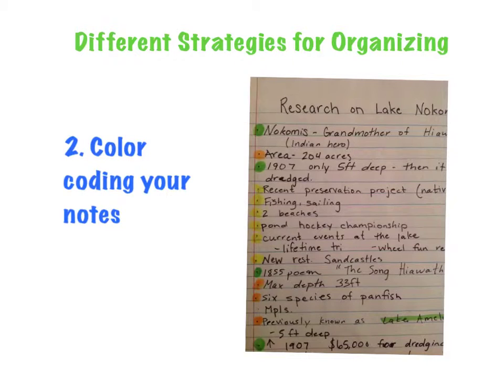Another strategy for organizing your notes is using color coding. You can color code your notes to help you decide which fact or which research thing that you have found you can put into different paragraphs. For example, the green on my notes represents history that I might want to write about in my research report. The yellow represents things that are current, things that are happening right now at Lake Nokomis. This is another great strategy for organizing your notes.